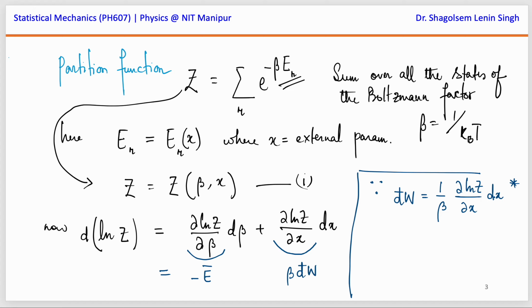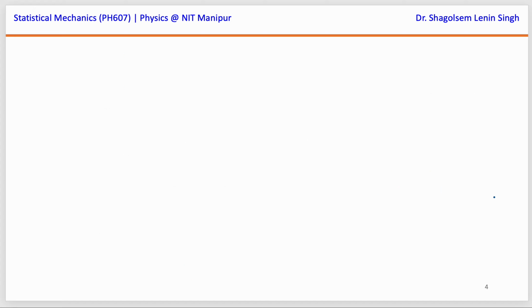Okay, so now let me just move to the next slide and say, therefore, we can write this d log Z as negative E bar d beta plus beta d omega. Okay, so this is one relation we get. Let's put this as equation number 2.